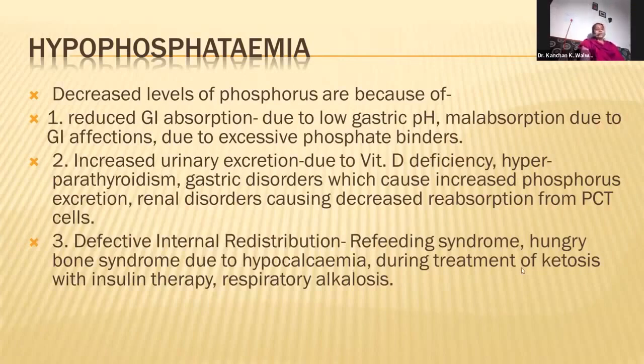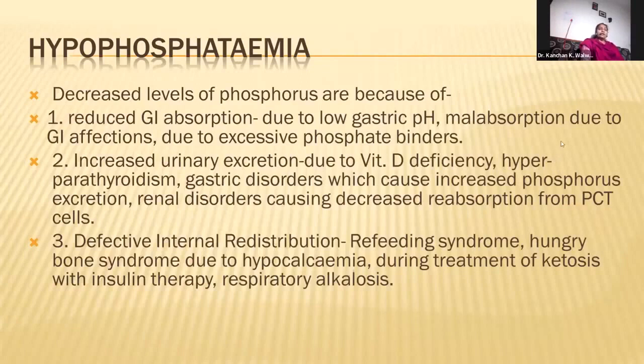So again, gastric disorders, then renal disorders, they all decrease the absorption of phosphorus. Phosphorus is absorbed from the proximal convoluted tubule. So this is not being absorbed, and this leads to phosphorus deficiency in the animal.